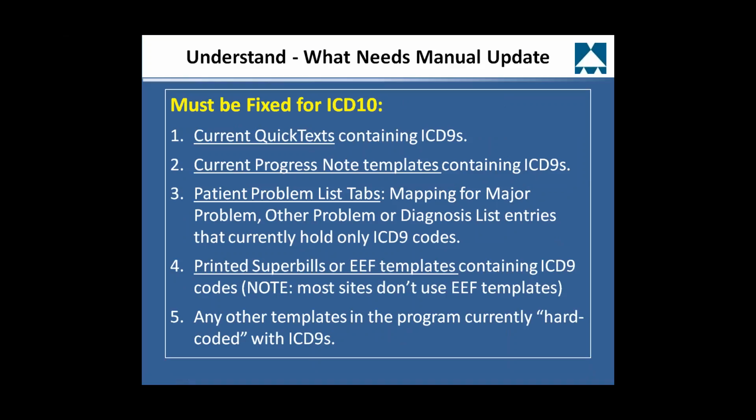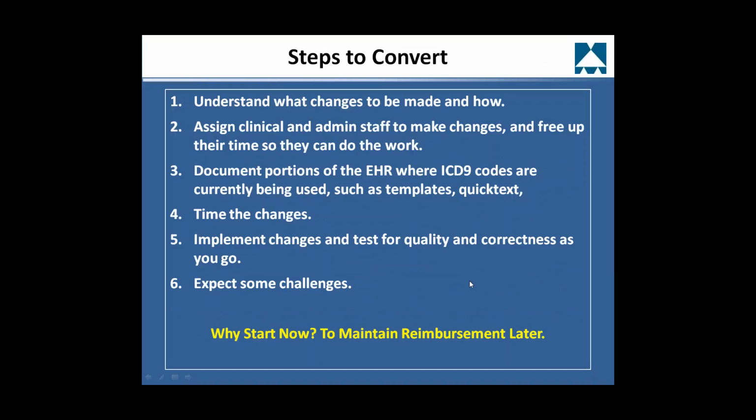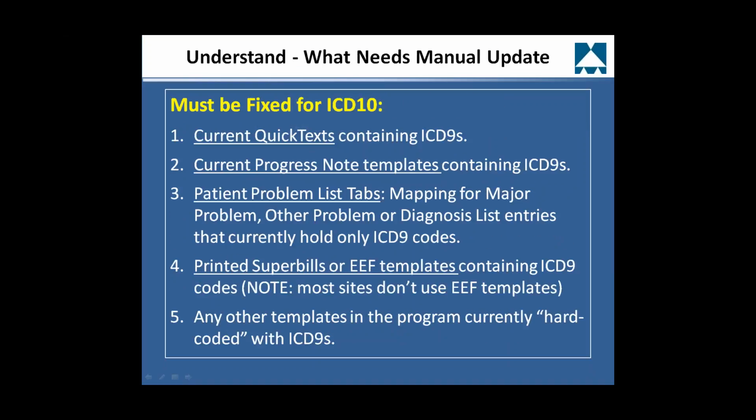Our first step, as I said back here, is understand what changes need to be made now. What needs to be fixed by manual update? Your current quick text that you're using that contain any ICD-9s only. If it's a combo code, then you're doing well. Current progress note templates containing ICD-9s.